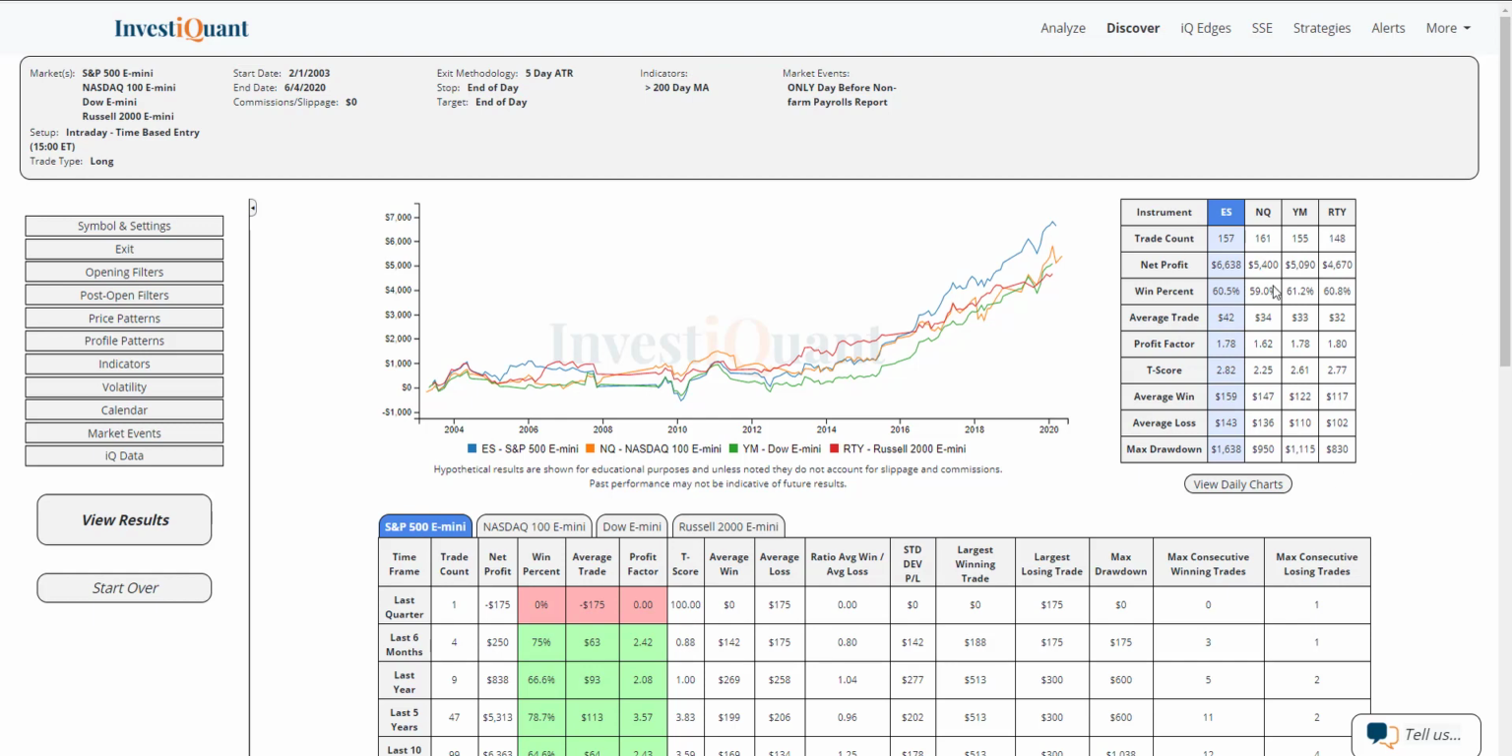If you look at the total samples here, you can see ES, over 150 samples, NASDAQ, same area, 155 here for the YM, 148 for the Russell. So a lot of samples here, and all of those coming in around that 60% plus range, looking back until the beginning that we have data for in 2003. But in recent times, it has been even stronger than just 60%.